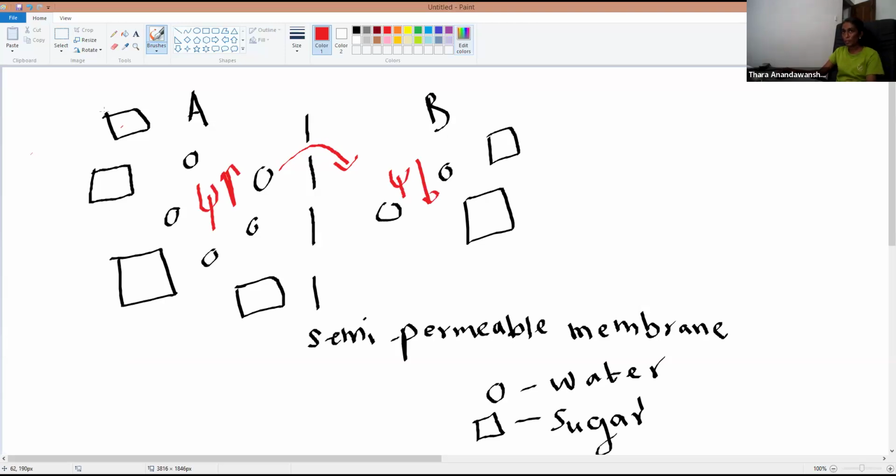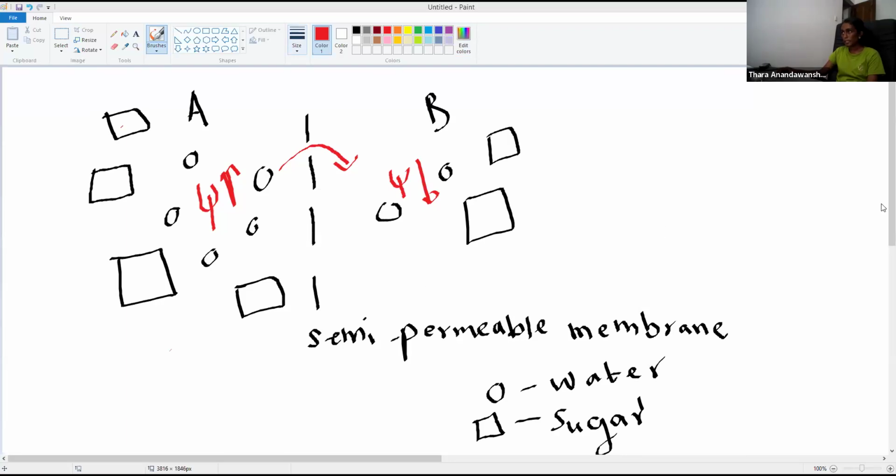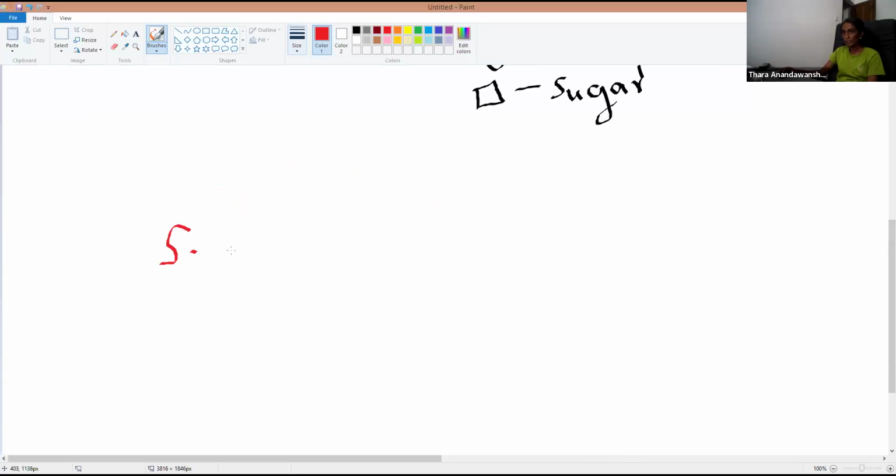You don't need to write anything here, but we will be writing the previous thing that we discussed. Write it there. Solute potential is inversely proportional to water potential.